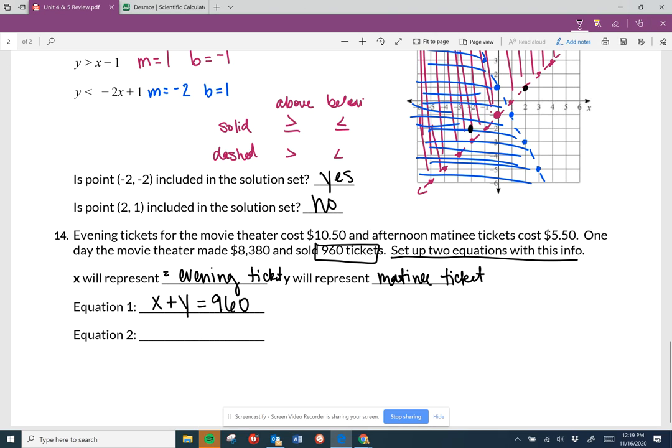Equation number 2 is going to deal with the money, right? How much do evening tickets cost? Well, they cost $10.50. So let's say 10.50x plus how much do the matinee tickets cost? Only $5.50. So we'll say plus 5.50y, and that's going to equal the total that they made. So they made $8,380 that day. And those are going to be my two equations. We don't have to solve these. You just need to write the two equations.